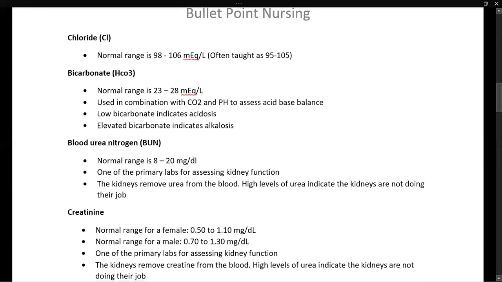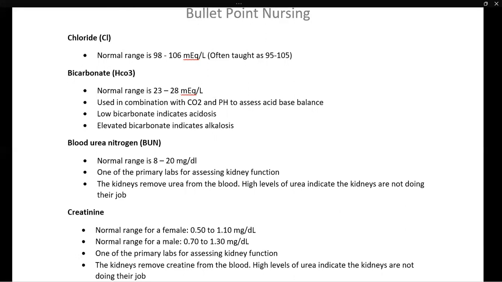Next, we have chloride. Not much to cover on this one. The normal range is 98 to 106. Bicarbonate is next, abbreviated HCO3, and a normal range for that is 23 to 28. You'll see more of this when we learn about ABGs, or arterial blood gases, in med-surg. Bicarbonate is used in combination with CO2 and pH to assess acid-base balance. A low bicarbonate usually indicates acidosis, whereas a high bicarbonate indicates alkalosis.